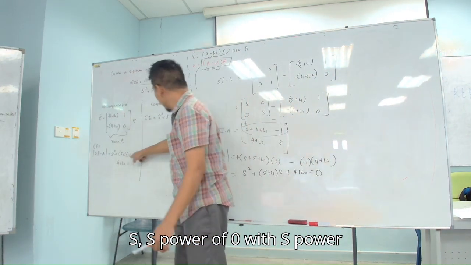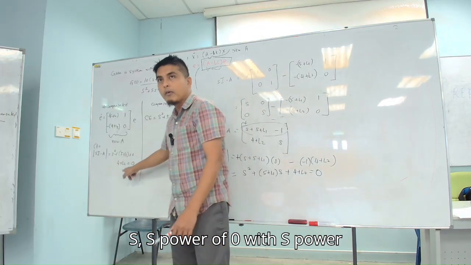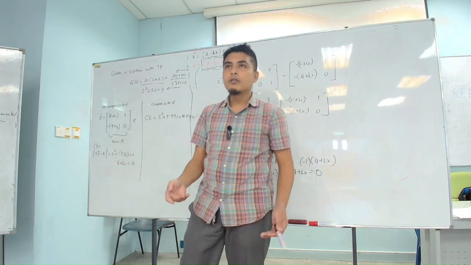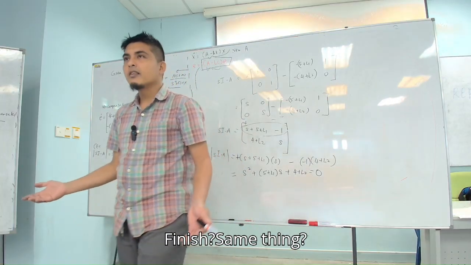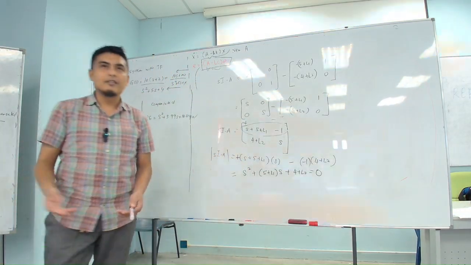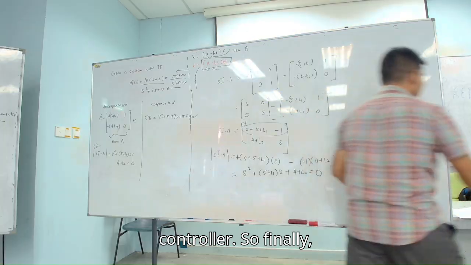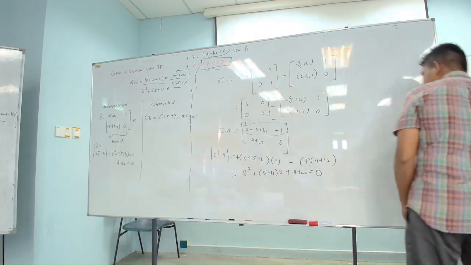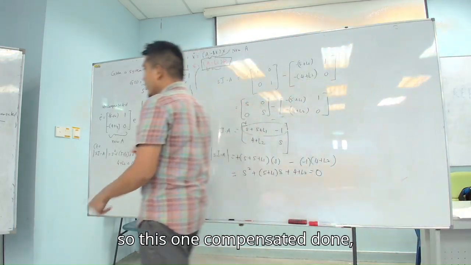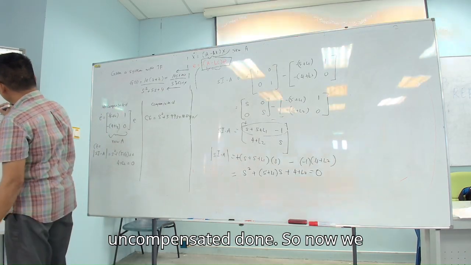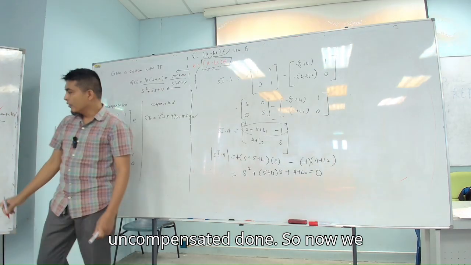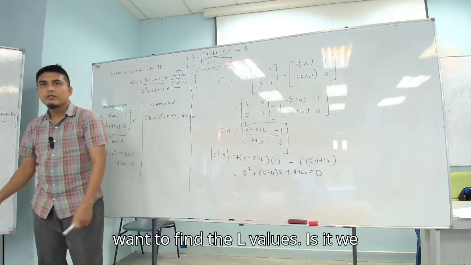So finally, you just compare S with S, and S power of 0 with S power of 0. Then you get the L value. Finish. Same thing for the pole placement controller. So this one compensated done, uncompensated done. So now we want to find the L values.